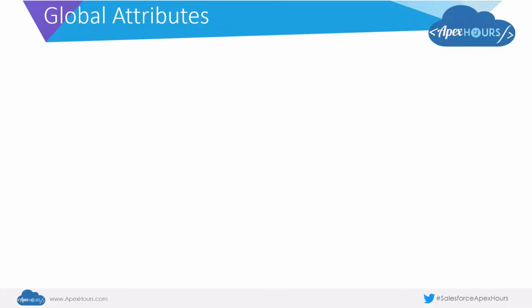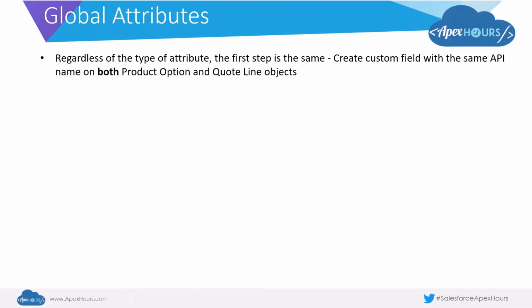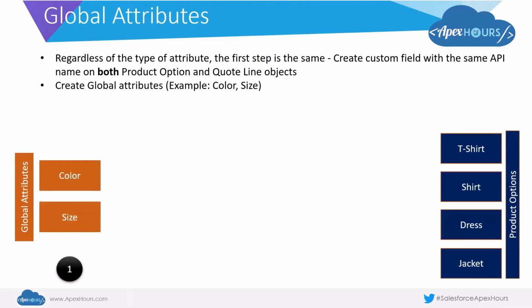Now let us look at how do we create global attributes. Regardless of the type of the attribute, like I mentioned earlier, the first step is the same. Create the custom field with the same API name on both the product option and quote line objects. Let us pick a use case here. Say we want to add color and size as the global attributes, and we want to associate it to a set of clothing product options like t-shirt, shirt, dress, and jacket.